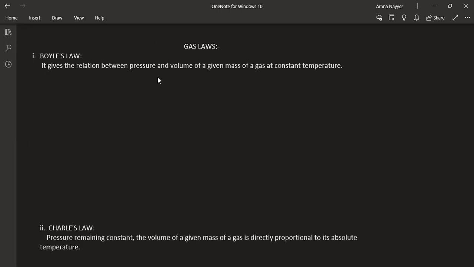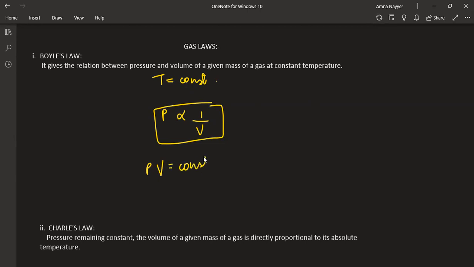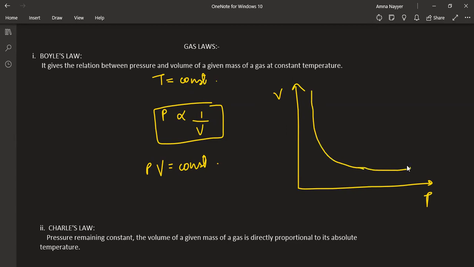So Boyle's law gives the relationship between pressure and volume. If temperature is constant, then pressure is inversely proportional to volume. It means P multiplied by V, their product, will always remain constant. And how will the plotting of the graph be? This is P versus V. A hyperbola will be obtained because both are inversely proportional to each other.